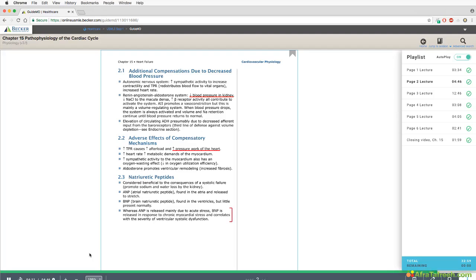So in systolic failure, then, this compound is released into the circulation and it correlates with the severity of ventricular systolic dysfunction. That's a very important point to remember. Okay, BNP is a biomarker for the magnitude of systolic failure.